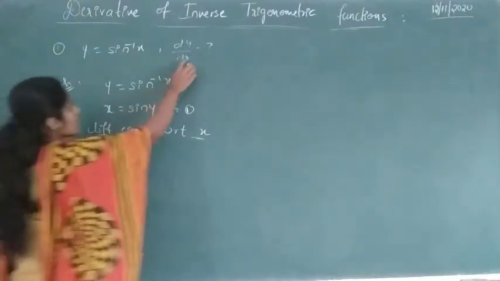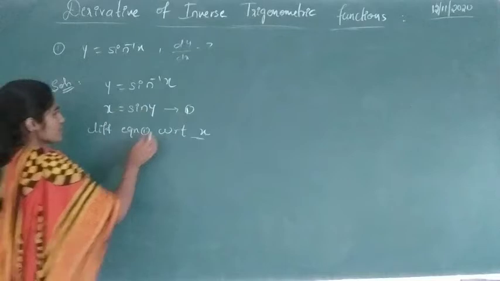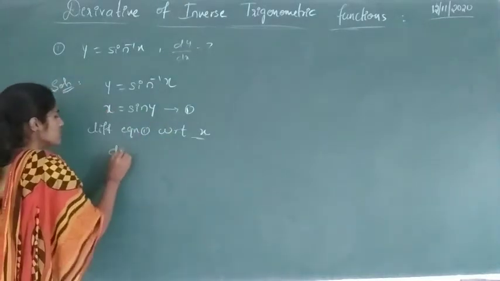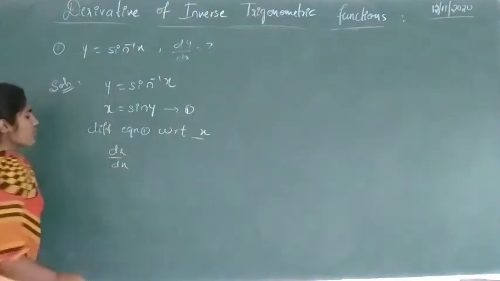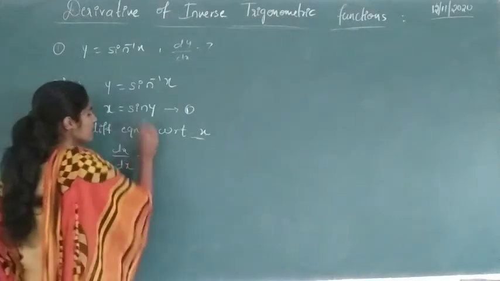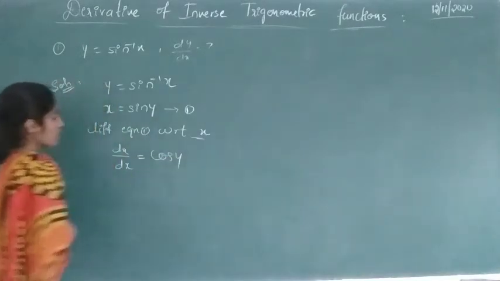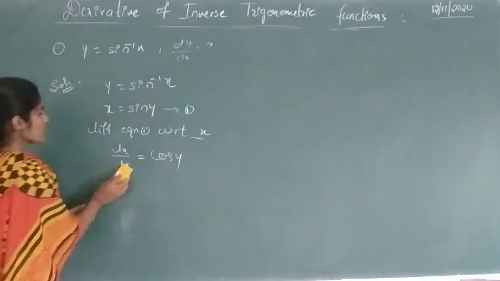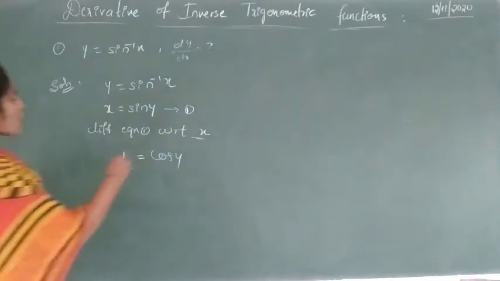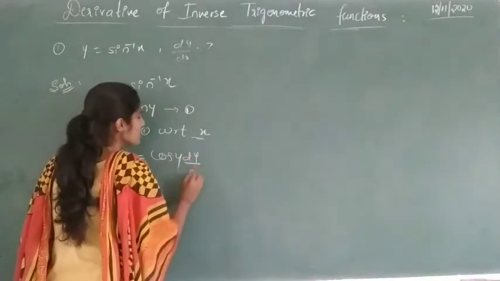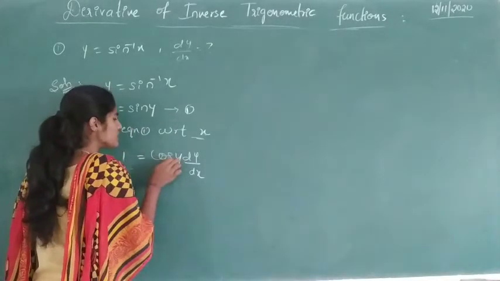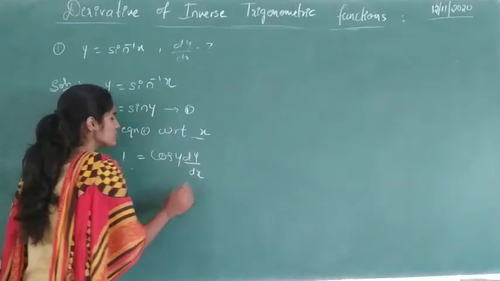Why? Because I want dy by dx, no? That's why I am differentiating equation 1 with respect to x. See, the derivative of x is dx by dx, which is 1. So dx by dx is equal to the derivative of sine y, which is cos y. I got 1. The derivative of sine y is cos y into dy by dx, because y is a dependent variable. That's why we write cos y into dy by dx.